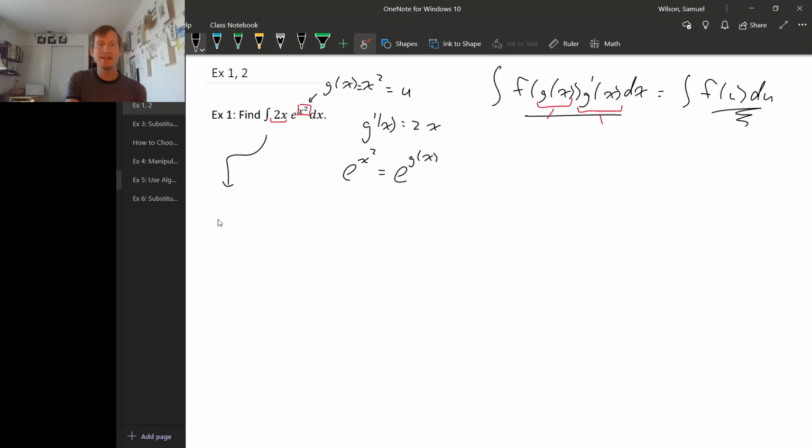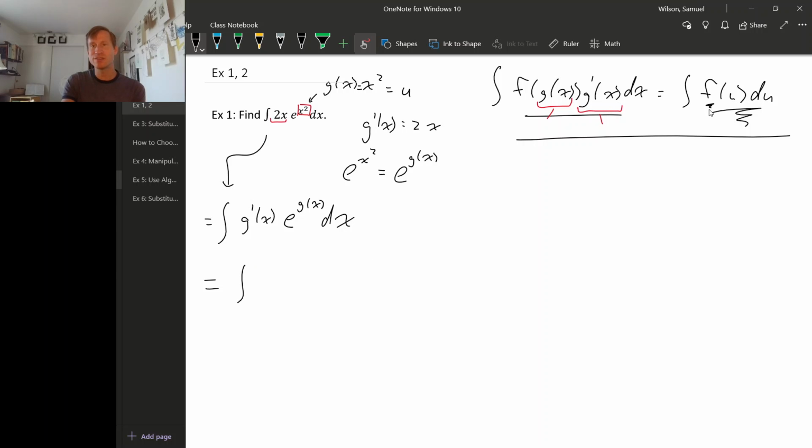Okay, so we can rewrite this as the integral of g prime of x times e to the g of x dx. So we've identified g, so we can write it this way. And now we can use the u substitution formula. The u substitution formula says that this integral is the integral of just the outside piece, and the outside piece is the e to the something function, so e to the u du.